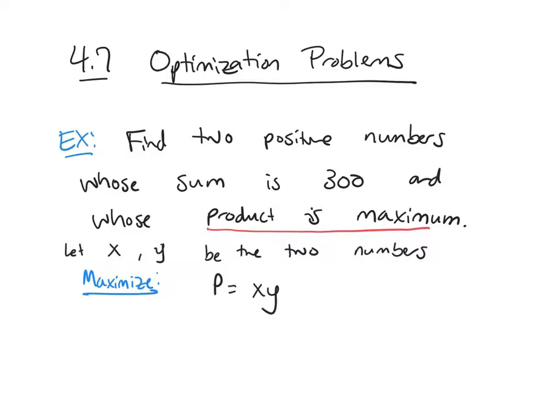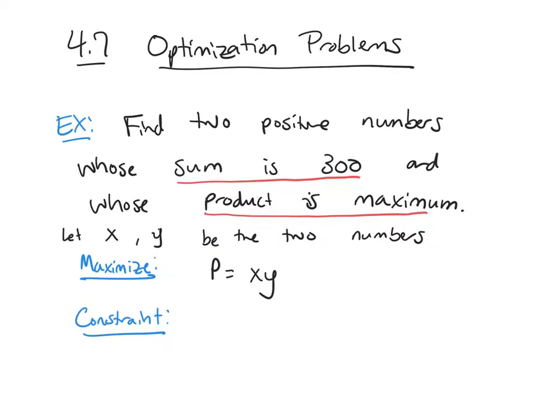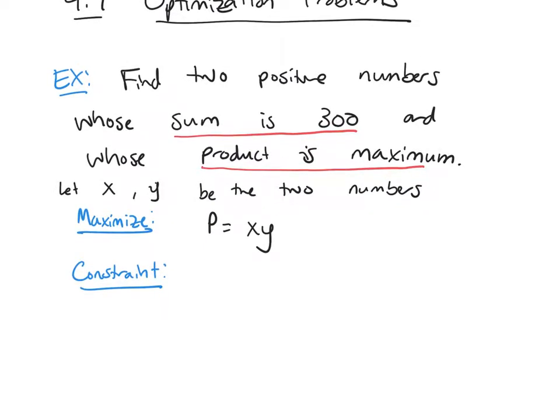And then you always have a constraint in these problems. So what is my constraint here? I'm told that the sum of these two numbers is 300. So my constraint is x plus y equals 300.